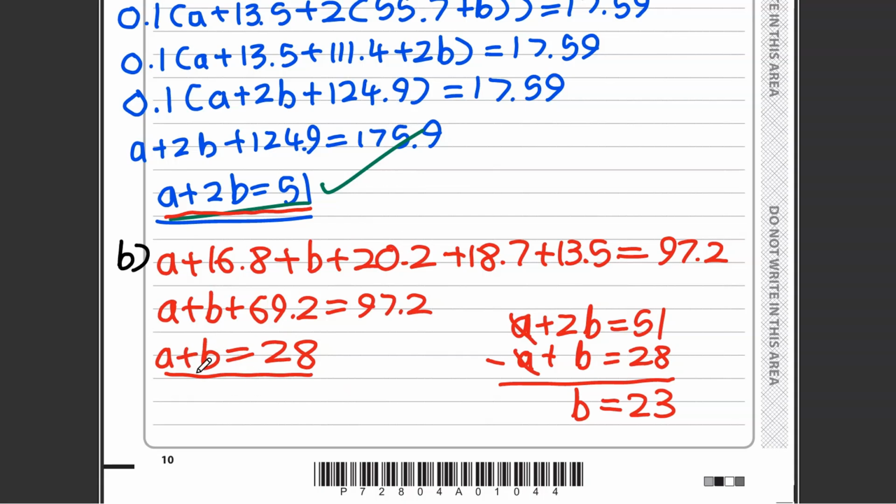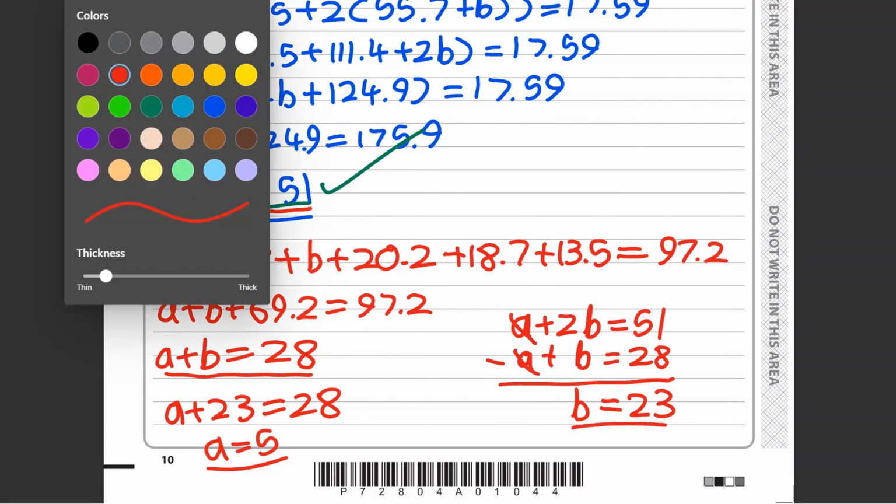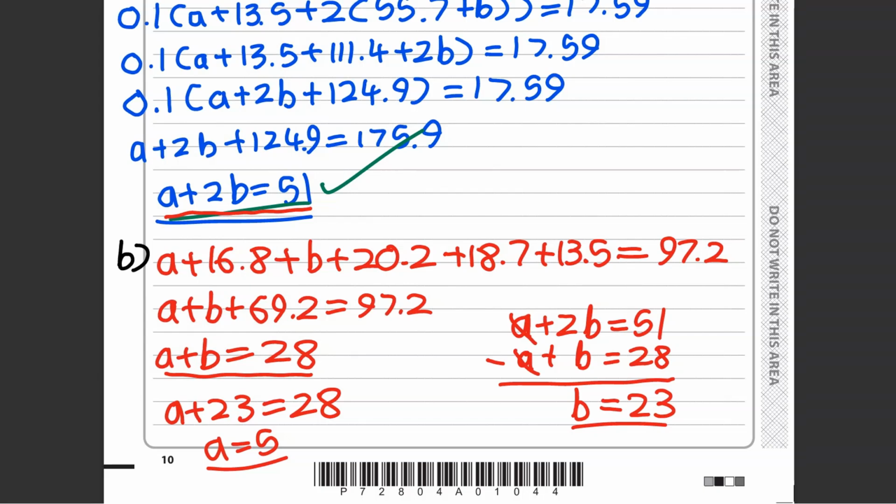So therefore we can figure out the value of a by just subbing this into here. So it's going to be a plus b, which is 23, is equal to 28. Move the 23 onto the other side, so a is equal to 5. So a is equal to 5 and b is equal to 23, and this is the final answer. In order to get the marks here, you have to get to this a plus b is equal to 28 for 1 mark, and then try and solve for a and b. You get 1 mark for getting b is equal to 23, and you get 1 mark for a is equal to 5.